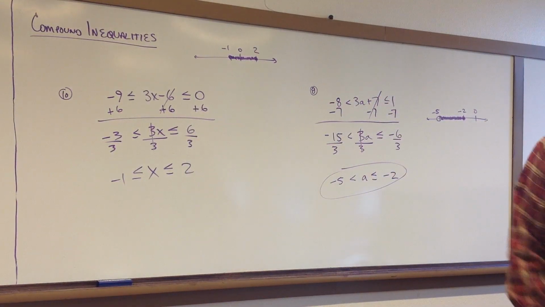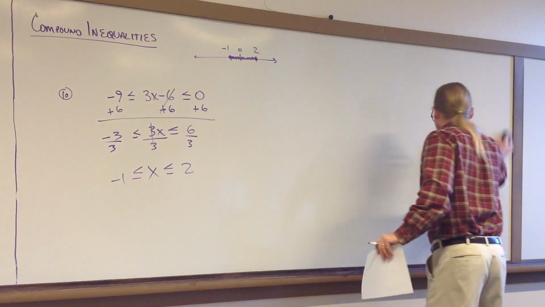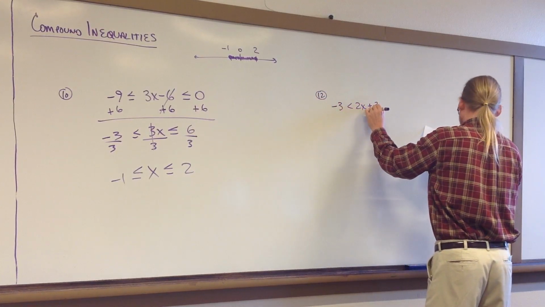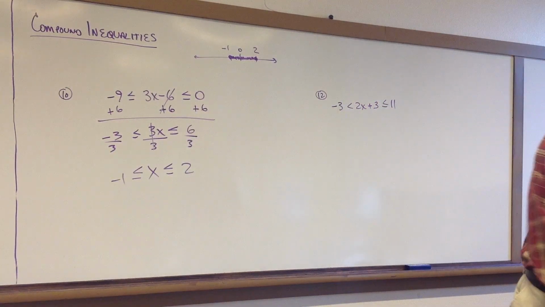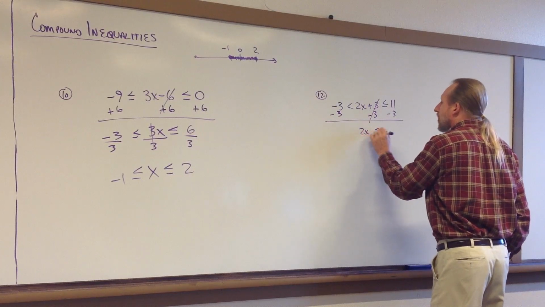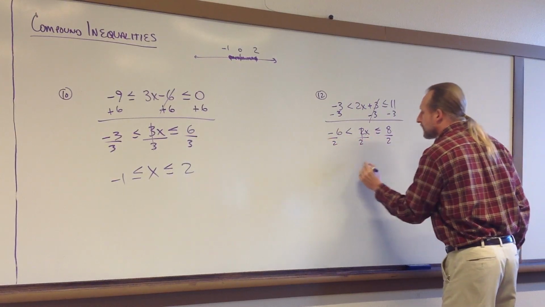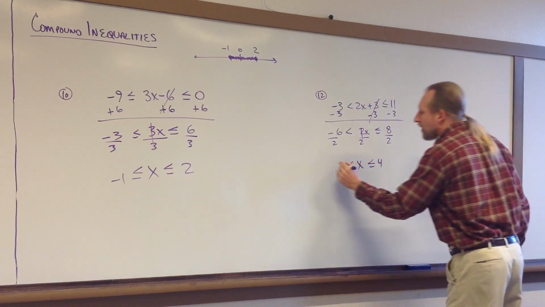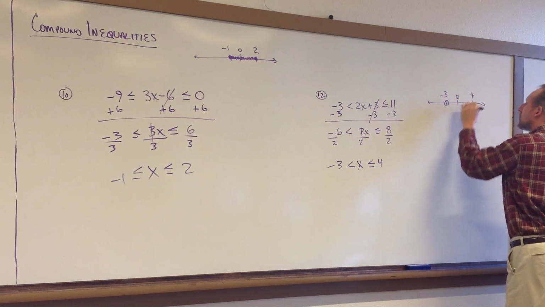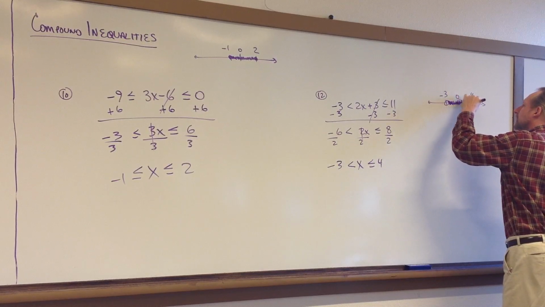All right, let's do one more here. Problem 12. Let's see here. -3 less than 2x plus 3 less than or equal to 11. So we'll subtract the 3 in 3 different places. Over here we'll get 8. Over here, -6, and then divide by 2 in 3 different places. So we get x less than or equal to 4, but greater than -3. And so on the number line, it's going to look like this. Closed circle on the 4, open circle on the -3, and then we just color in between those two.